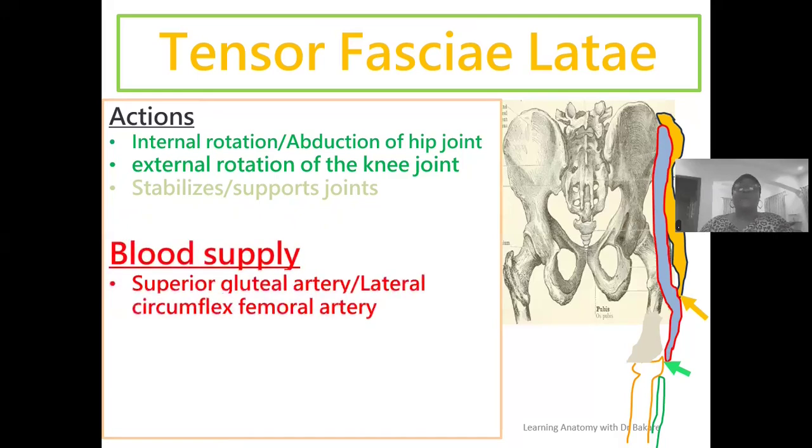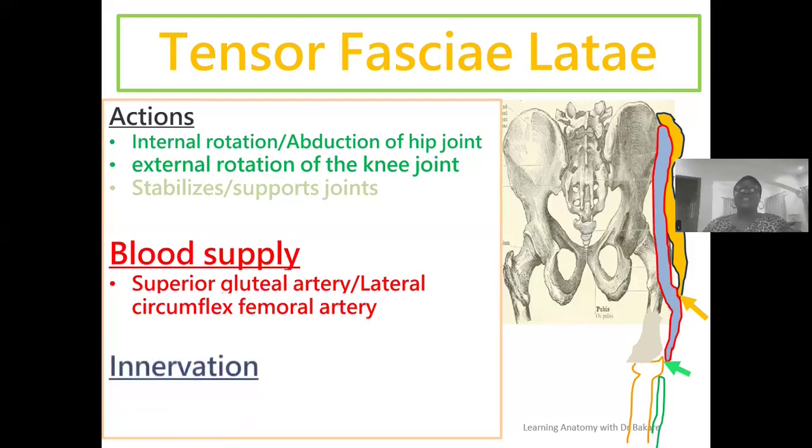Going to the blood supply, the tensor fascia lata is supplied by the superior gluteal artery. It also receives a contributory branch from the lateral circumflex femoral artery. The superior gluteal artery is a branch from the posterior trunk of the internal iliac artery, while the lateral circumflex femoral artery is a branch from the deep femoral artery, which branches from the femoral artery. And we know that the femoral artery is a branch from the external iliac artery. It is always good for us to trace it back to the root, which of course makes it more interesting.